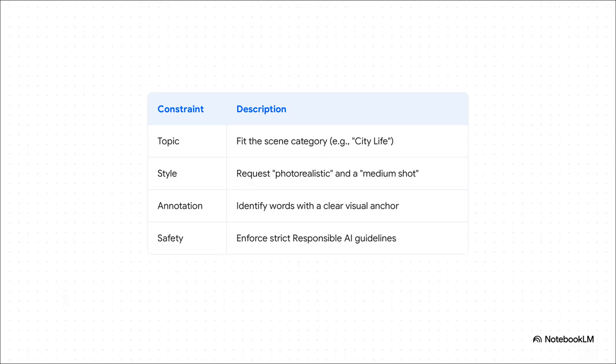And that job title comes with a very detailed job description, a checklist of constraints. The prompt forces the AI to stick to the topic, use a specific photographic style, like a medium shot, and even prepare for the next step by identifying keywords for annotation. And of course, it has to strictly follow all those safety rules. It's a super disciplined approach.